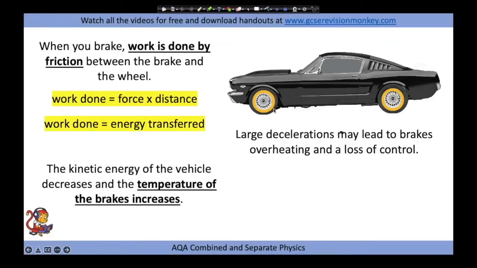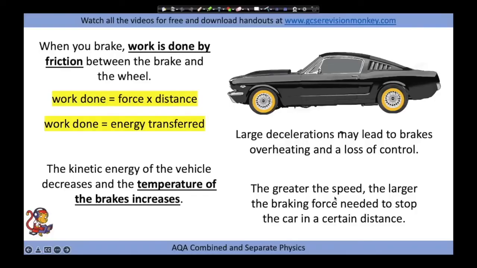And the greater the speed that you are travelling, the larger the braking force that is needed to stop the car within a certain distance. So the faster you're travelling, the bigger the braking force you need to stop the car, and therefore the more likely you are to have these overheating brakes and a loss of control as well at those greater speeds.